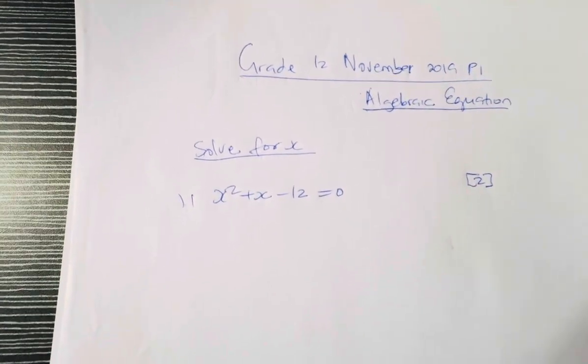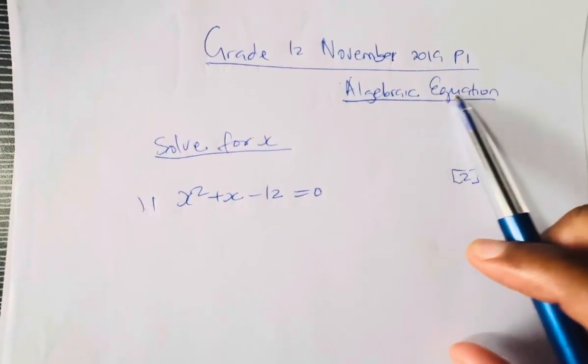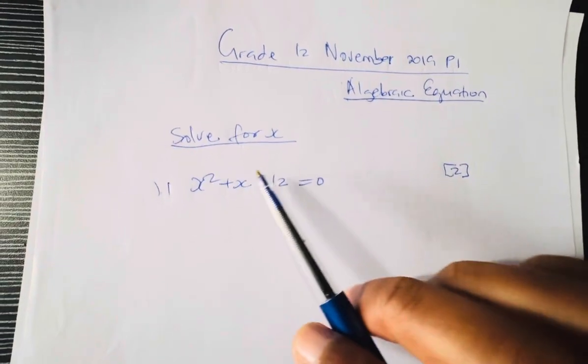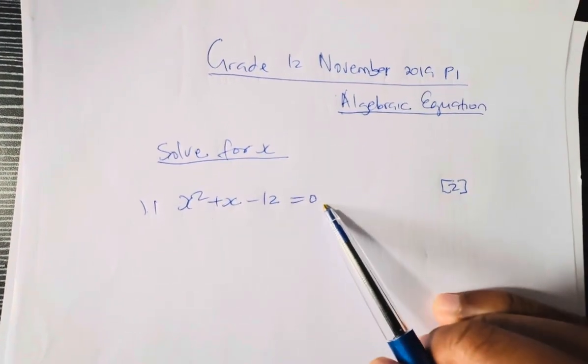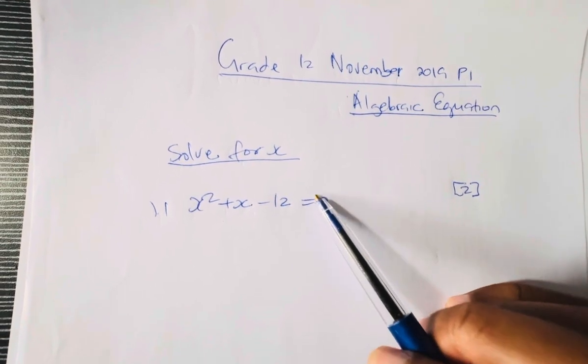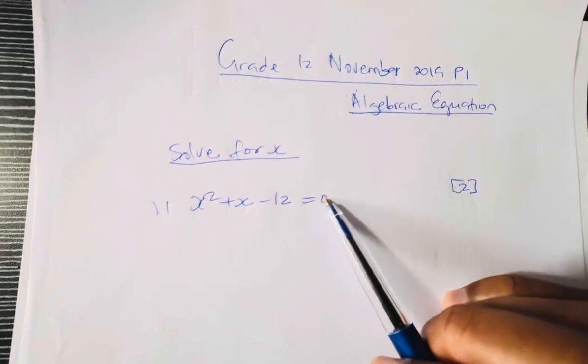So today we are going to focus on this problem, which is under the topic called algebraic equation. It is called algebraic equation because here we have an equation. How do you say that this is an equation? Because this equals something, equals 0. It could be equal to whatever number.